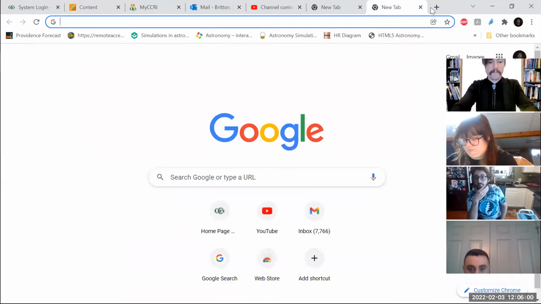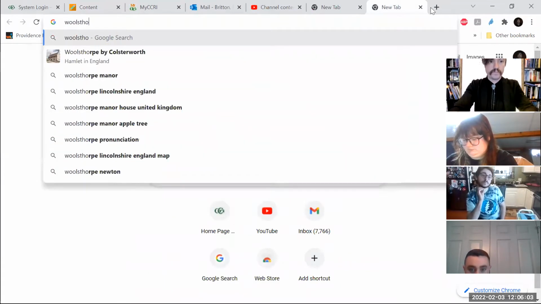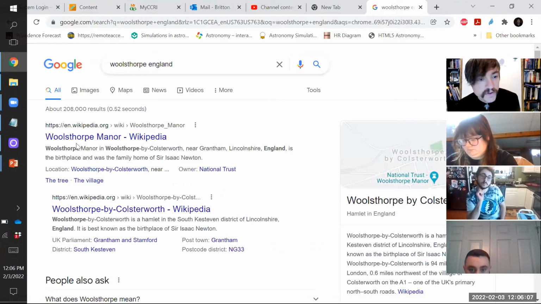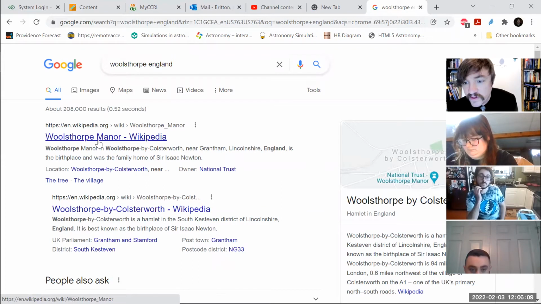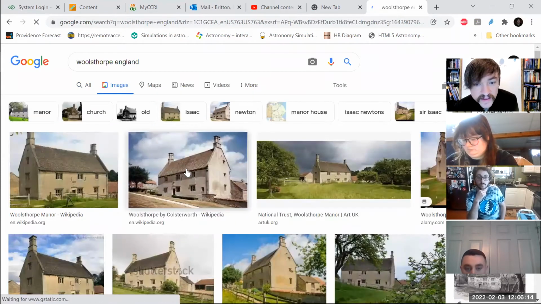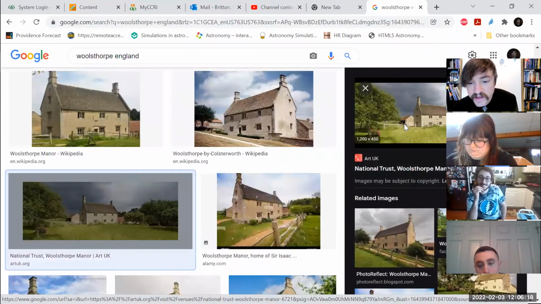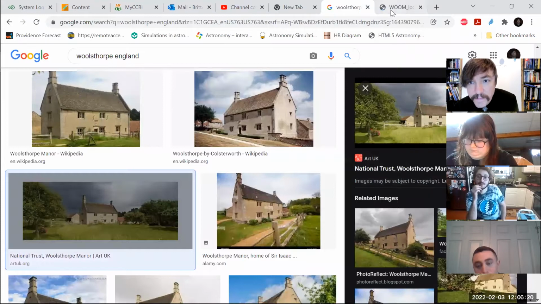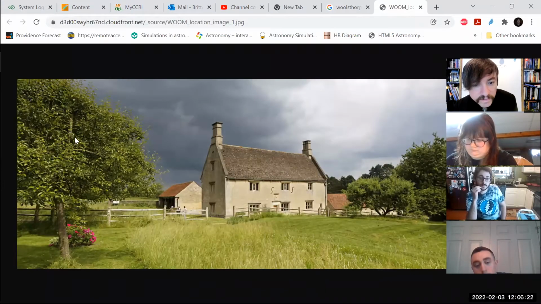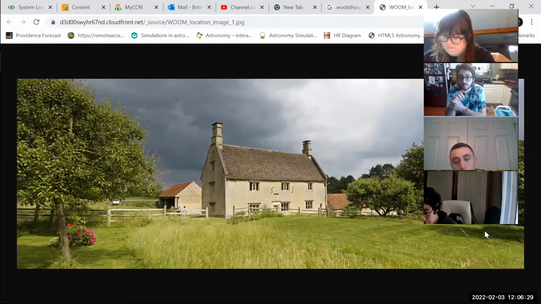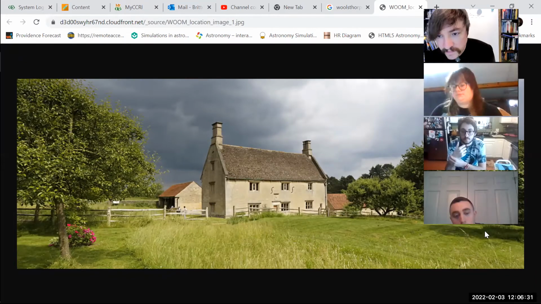If you actually read about Isaac Newton, you can look up his hometown of Woolsthorpe, England. Let's type this in. If you look up Woolsthorpe, England, the first thing that comes up is Woolsthorpe Manor. Isaac Newton's ancestral home stands today just as it did in the 1600s. And they even have an apple tree in the front yard, which supposedly was the apple tree that inspired Newton to develop his law of gravitation.